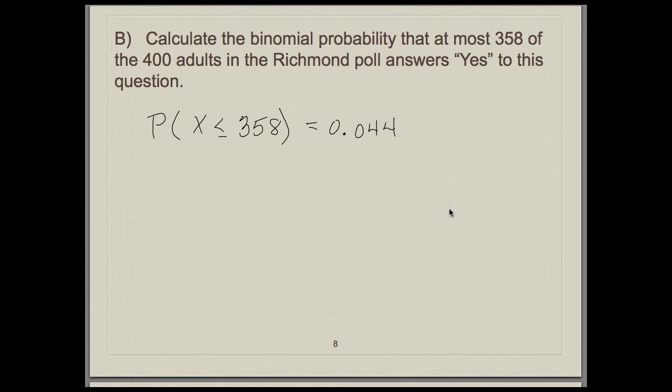So if you think about what that means, expressing this as a decimal, like a percent, that would be 4.4%. So the chances that at most, like no more than, 358 people agreed with how Bush handled all this was 4.4%.